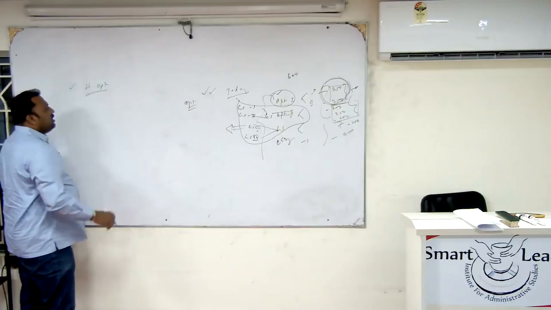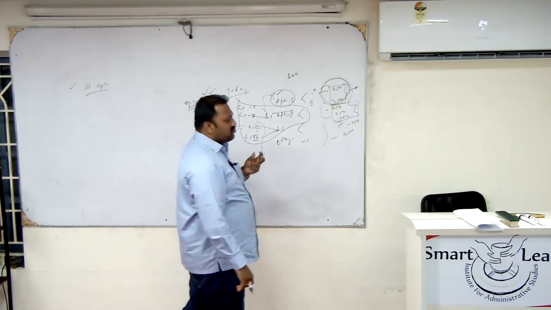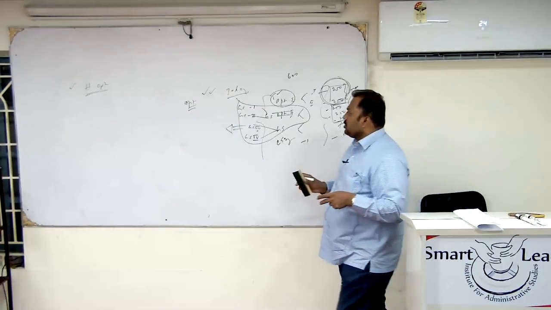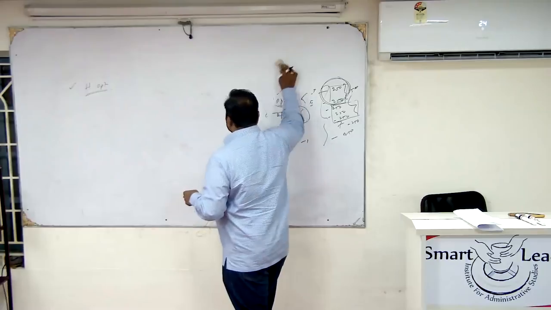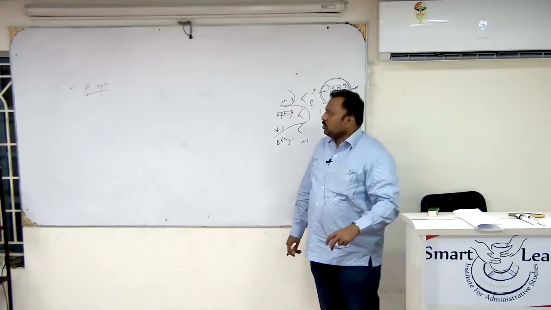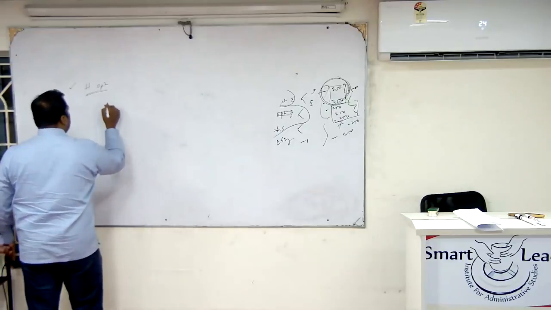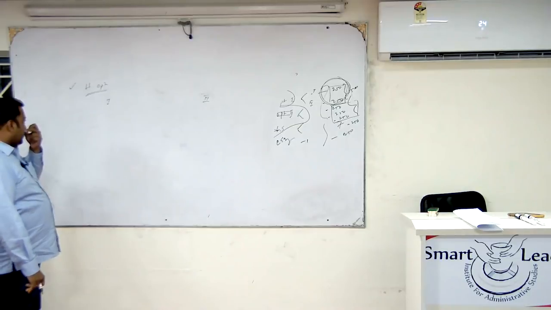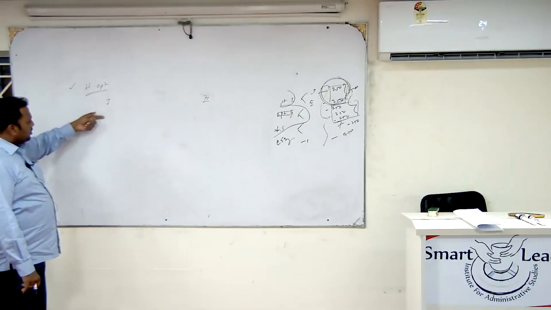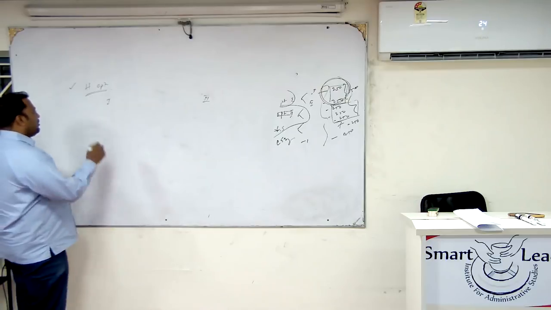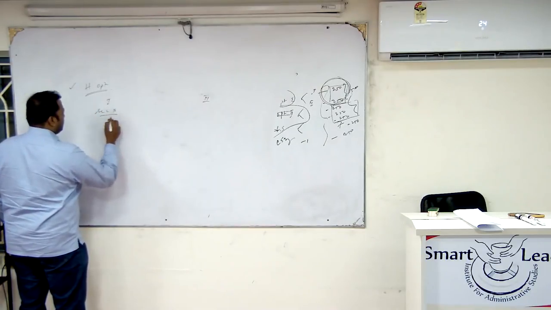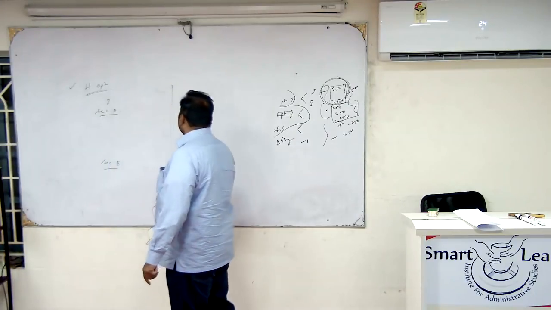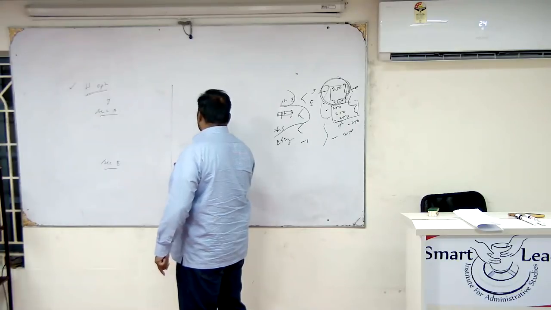When I say history as an optional, what do I mean? First, we will see the composition of history as an optional, then we'll see whether history as an optional is advantageous or disadvantageous. Now you see, in history we have two papers, paper 1 and paper 2. Each paper can be divided into section A and section B. For example, in paper 1 we have section A and section B, and again in paper 2 we have section A and section B.